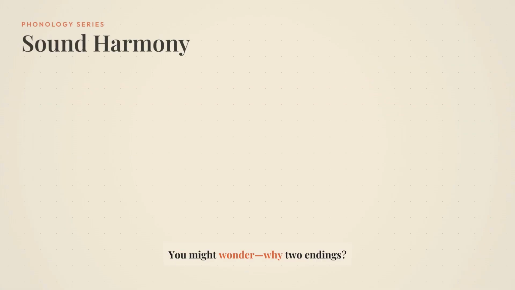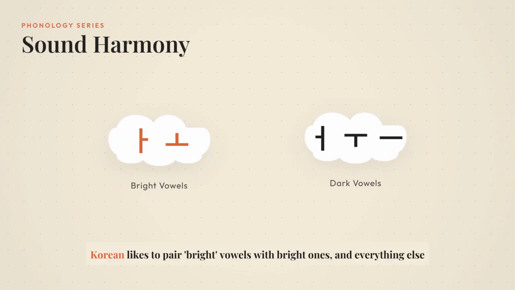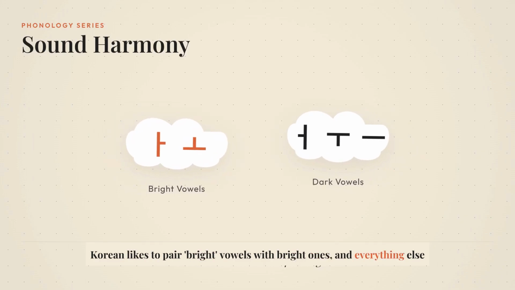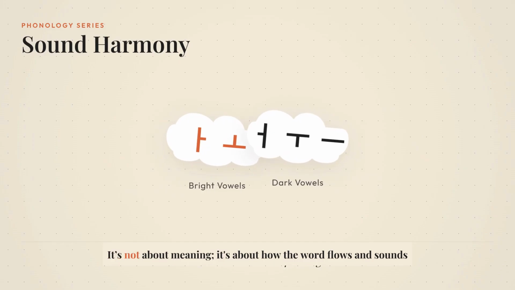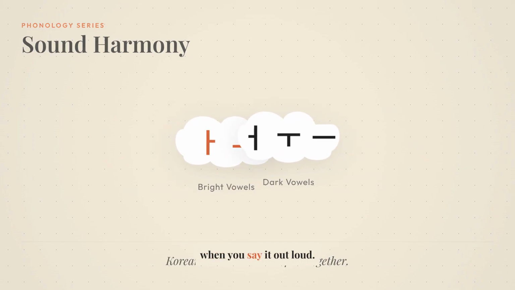You might wonder, why two endings? It's all about sound harmony. Korean likes to pair bright vowels with bright ones and everything else together. It's not about meaning, it's about how the word flows and sounds when you say it out loud.